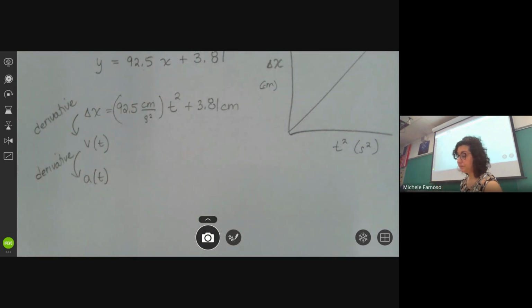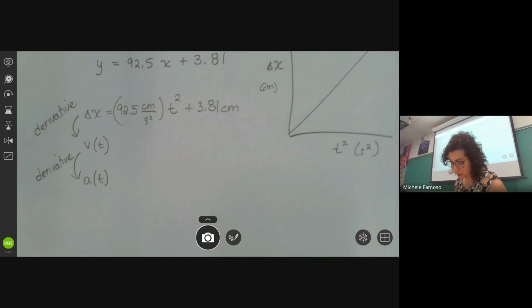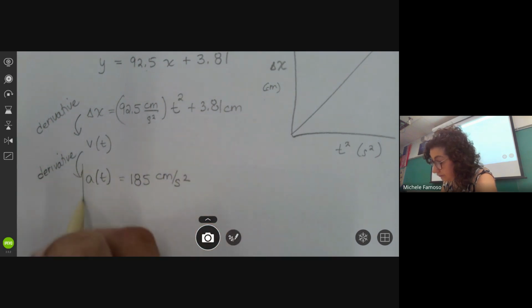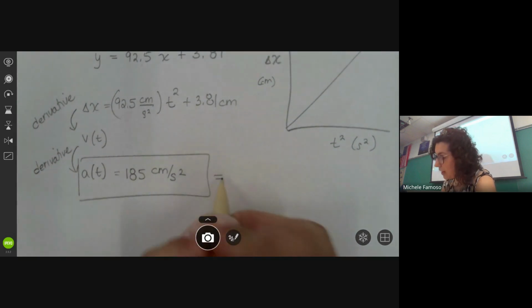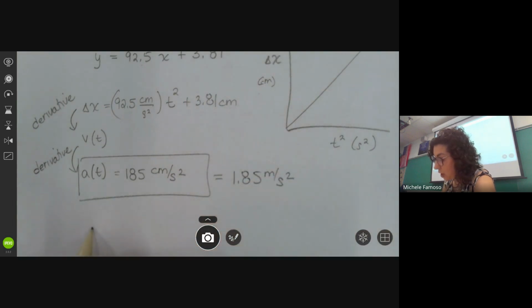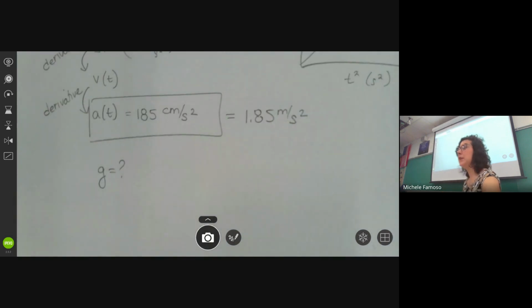Now, I'm just going to do a hypothetical. Actually, I can tell you what it is right now. I know what the acceleration is for this group. They got 185 centimeters per second squared. You're going to have to convert that to meters. You are tasked in this lab with determining what the acceleration of gravity is. And in the lab handout, it told you how to get it. What do you do to get g with the data you collected?